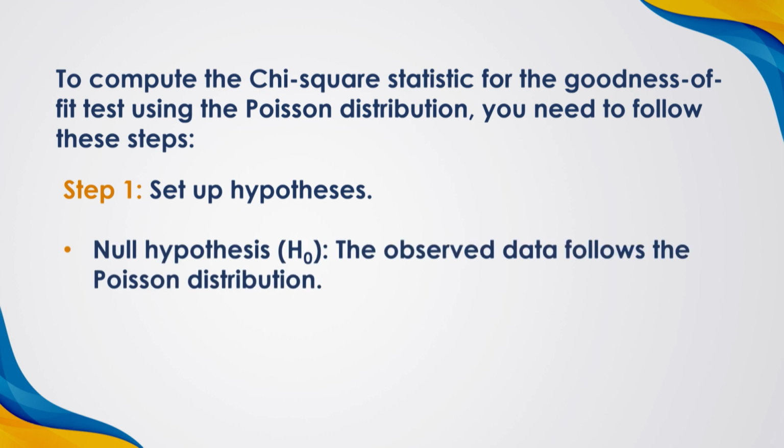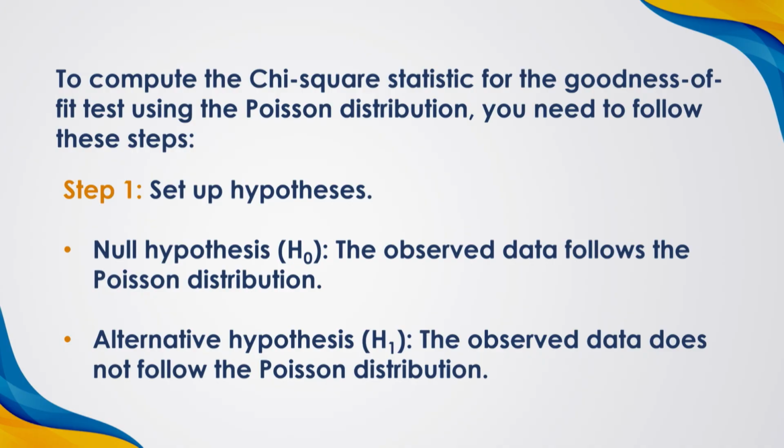Null hypothesis H0 can be framed as the observed data follows the Poisson distribution. As I mentioned in my earlier lessons, while writing your null hypothesis and alternative hypothesis, you have to concentrate on the problem. That is, the observed data follows the Poisson distribution. You have to frame the statement relevant to your problem. By default, your alternative hypothesis H1 will be the observed data does not follow the Poisson distribution.